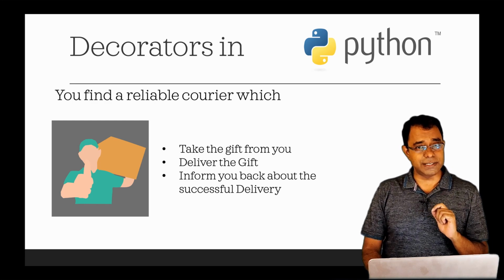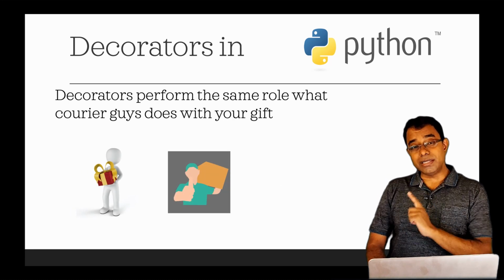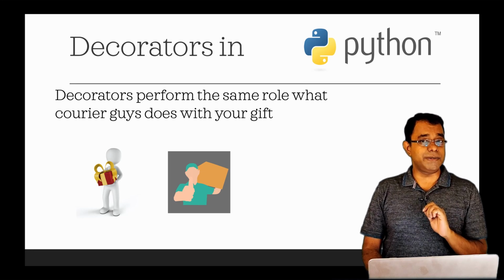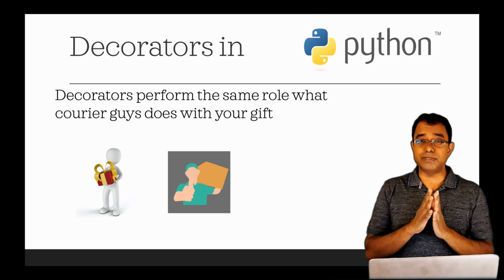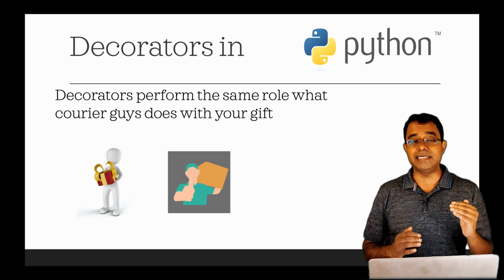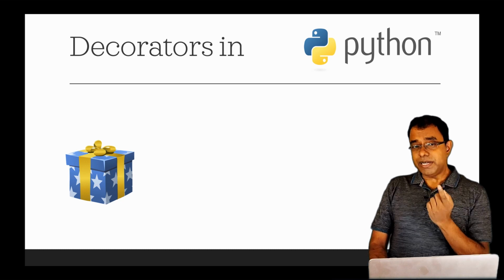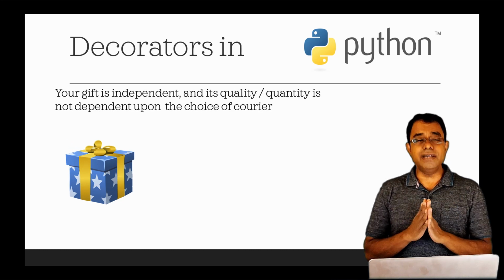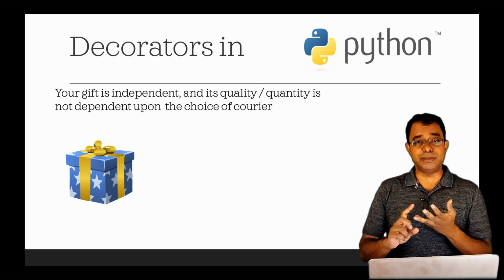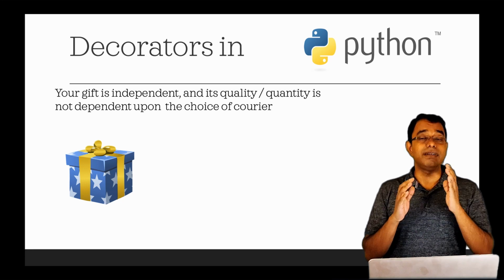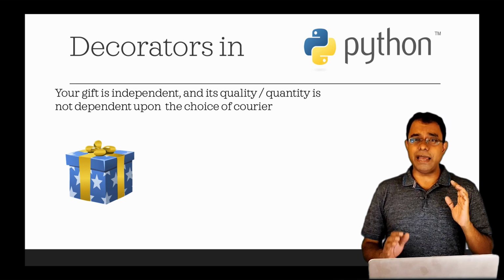Now, decorators in Python do the same thing that this courier does with our gift. Remember, decorators in Python just act as a post office or courier which adds some external functionalities which are not directly related to our own functionality, which means that if we talk about our gift, its quality or quantity doesn't depend upon the courier I use, FedEx, post office, or any other courier. The gift remains the same. Its size, quality, quantity remains the same. Same thing happens with decorator.